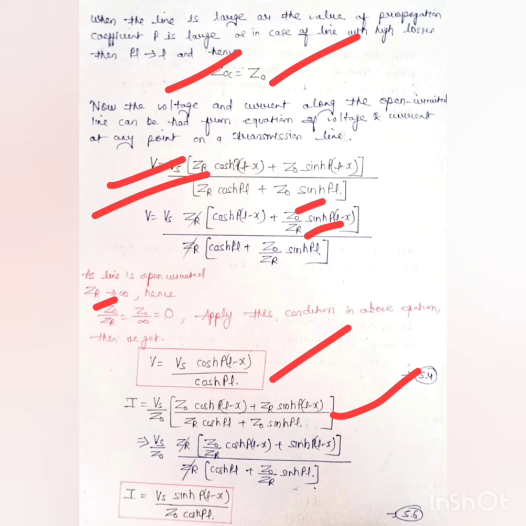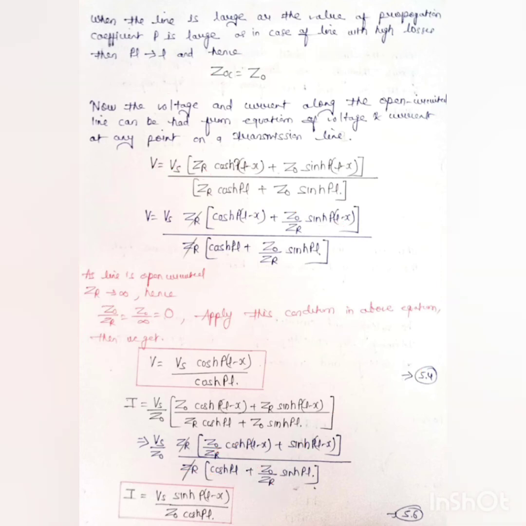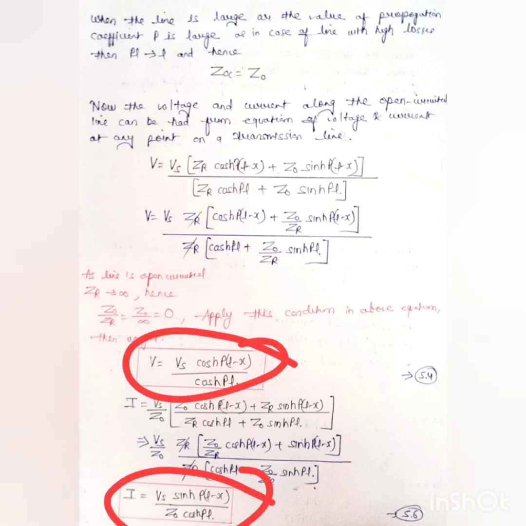In a similar way, this is the current equation of a transmission line, and after taking ZR as common we get this expression. After solving for current, I equals Vs sine hyperbolic P of L minus x upon Z naught cos hyperbolic PL. After converting this we get this expression. This is the voltage equation, and this is the current equation in open circuit condition.